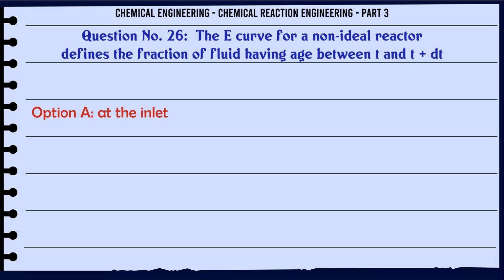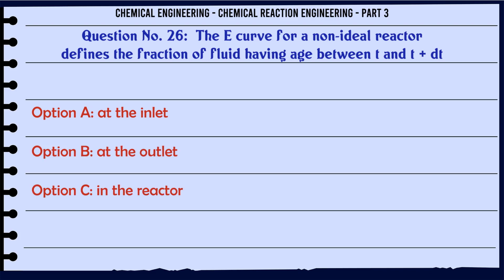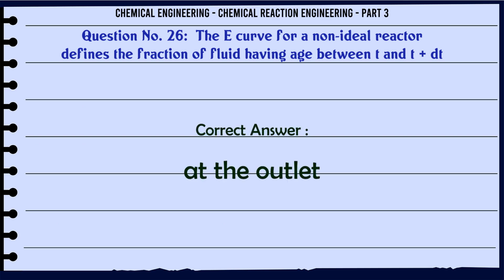The E-curve for a non-ideal reactor defines the fraction of fluid having age between t and t + dt. A. at the inlet, B. at the outlet, C. in the reactor, D. averaged over the inlet and outlet. The correct answer is at the outlet.